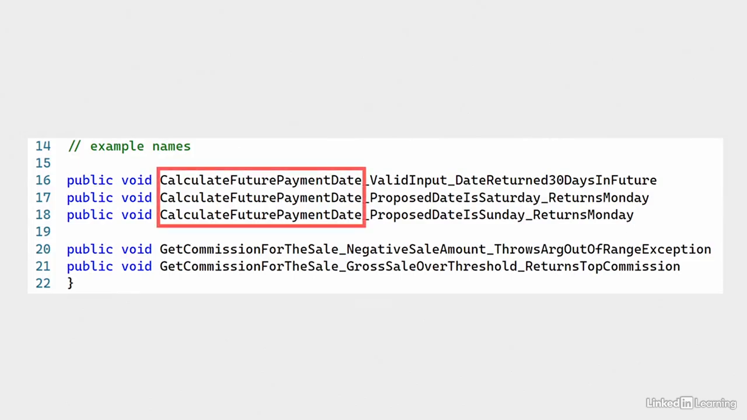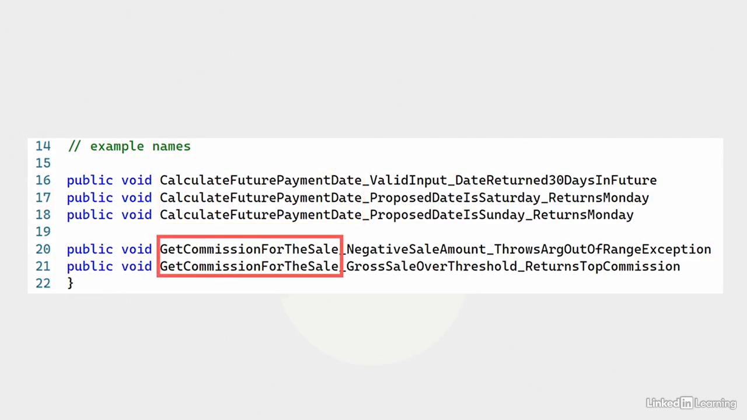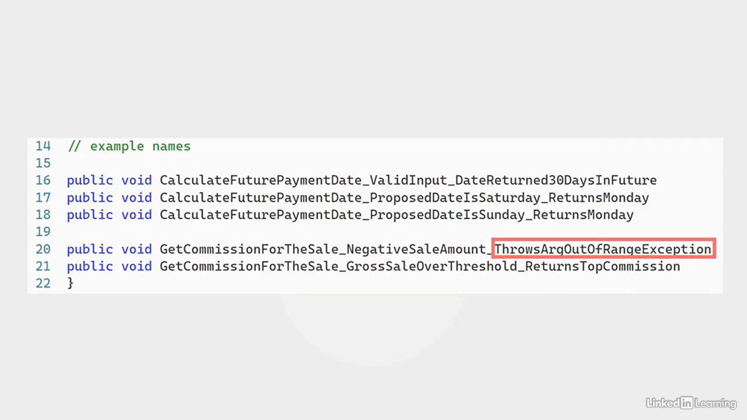Here's an example. Lines 16 through 18 are testing a method named calculate future payment date. Lines 20 and 21 are testing a method named get commission for the sale. In the center is the scenario. On line 17, it's when the proposed payment date is on Saturday. On line 20, the scenario is when there's a negative sales amount. This is the expected behavior. On line 17, it's when the proposed payment date is on Sunday. The date should be moved to Monday. On line 20, when there is a negative sales amount, the method should throw an argument out of range exception.